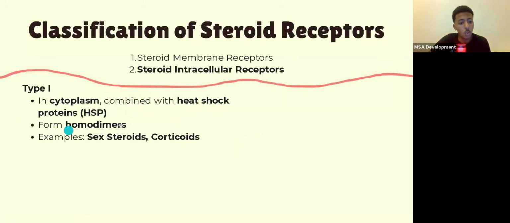Type 1 also forms homodimers. From the name, homo is same. So it forms dimers with receptors of the same kind. So examples are sex steroids and corticoids. So corticoid receptors are going to form dimers with corticoids exactly. It's not going to form a dimer with a sex steroid. And same for sex steroids, okay?